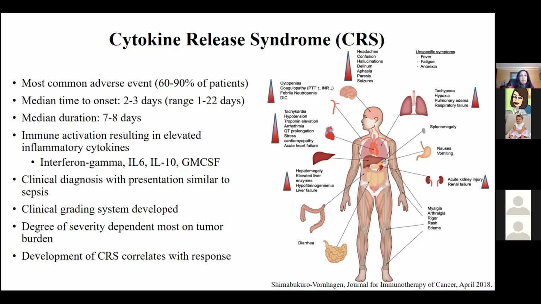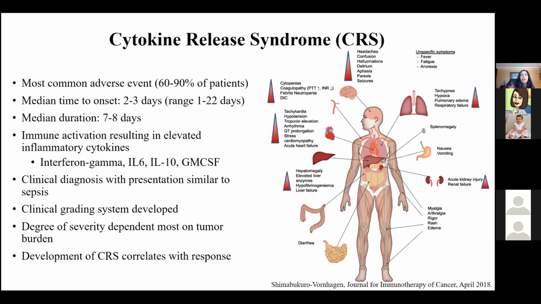We know that development of cytokine release syndrome correlates with response. However, the severity of cytokine release syndrome does not correlate with a better response. In fact, the patients that develop higher grade 3 or 4 cytokine release syndrome actually tend to do worse overall in terms of survival. So as you can see in the image on the right, cytokine release syndrome, much like sepsis, can cause a lot of different symptoms and cause a lot of end organ damage if it becomes severe.